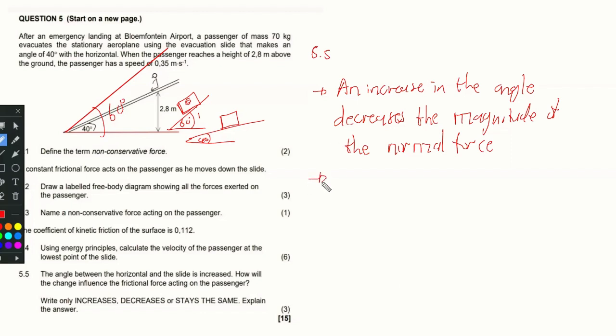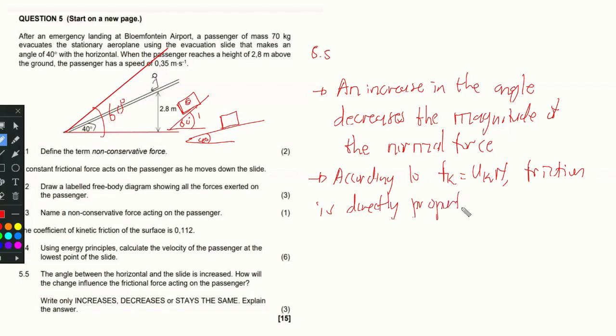Now, if the magnitude of the normal force decreases, according to the formula Fk equals mu k times N, friction is directly proportional to the normal force for a constant mu k, the coefficient of kinetic friction.